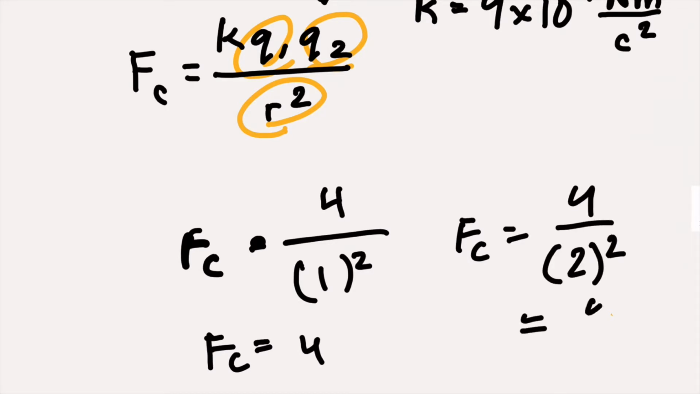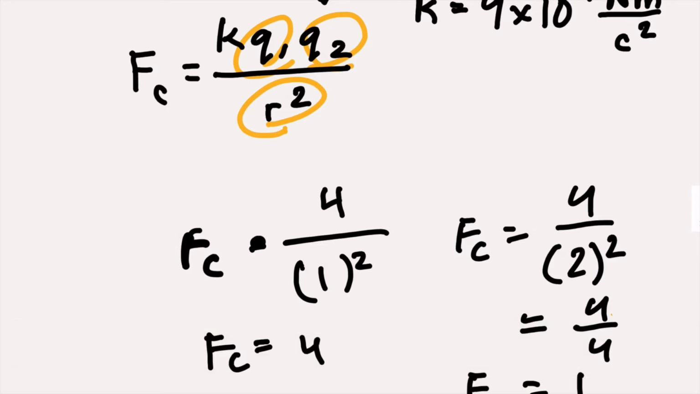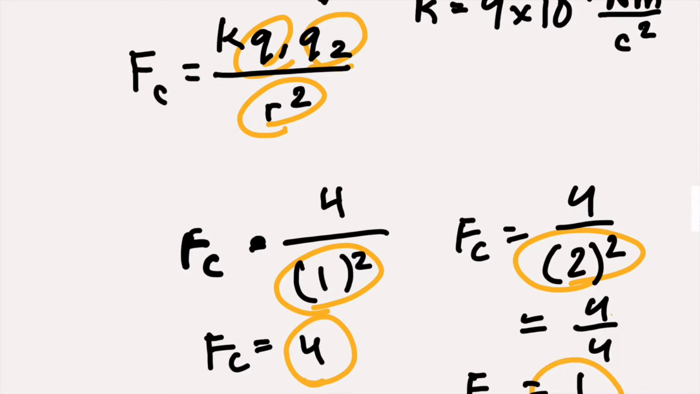Well, when we simplify this, we see that Fc is equal to 1. So when we doubled r, the electrostatic force is 1/4 of the original. Okay, one more example.